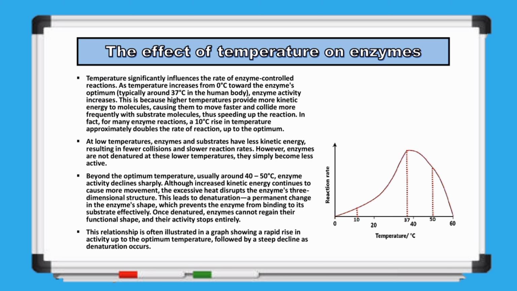This entire process is often shown in a graph. The curve rises steadily with increasing temperature, peaks at the optimum, and then falls rapidly as denaturation sets in.